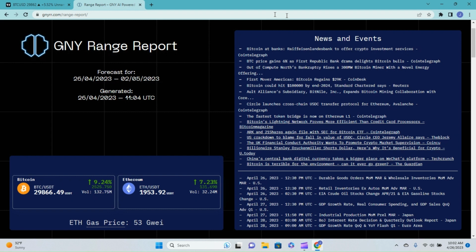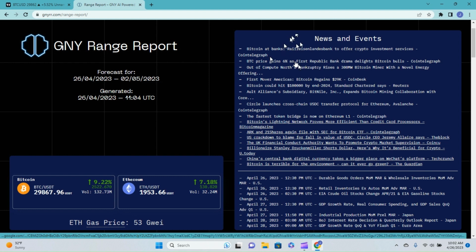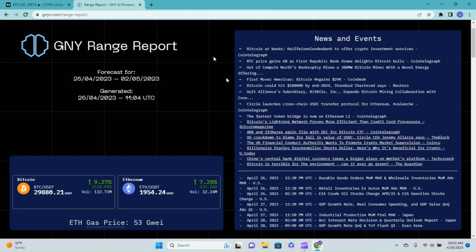So let's jump into this Bitcoin at banks. I am going to completely mess this up. Raiffeisen Landesbank. That might be like one of the horseshoes and hand grenade type of situations. Raiffeisen Landesbank to offer crypto investment services. Bitcoin price gains 6% as First Republic Bank drama delights Bitcoin bulls. First Republic Bank, if you have not been up to date, is completely tanking over the last probably 30 to 40 hours or so. Out of Compute North bankruptcy rises a 30-megawatt Bitcoin miner with a novel energy offering.